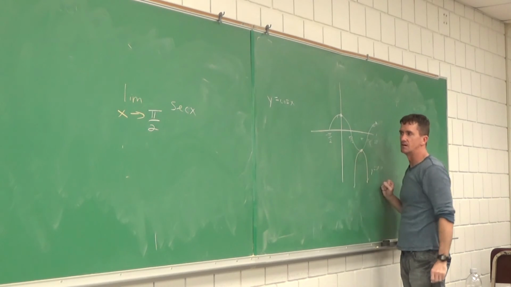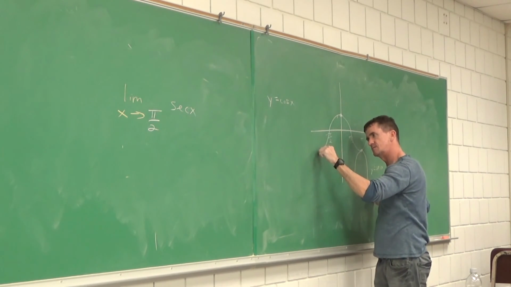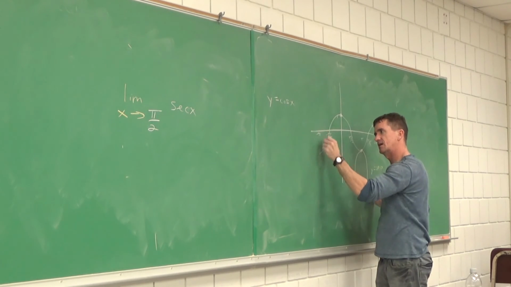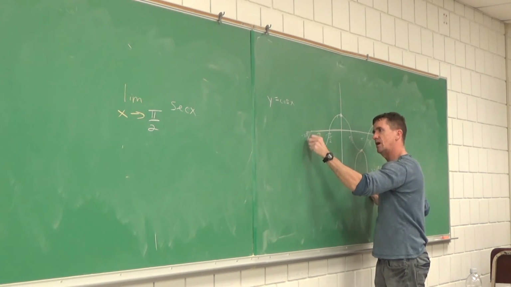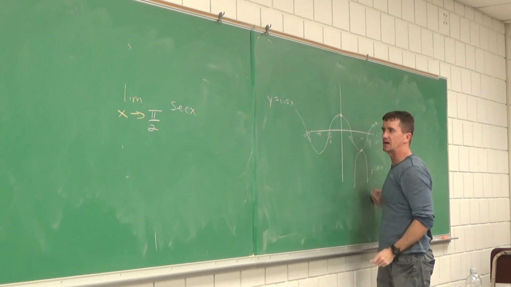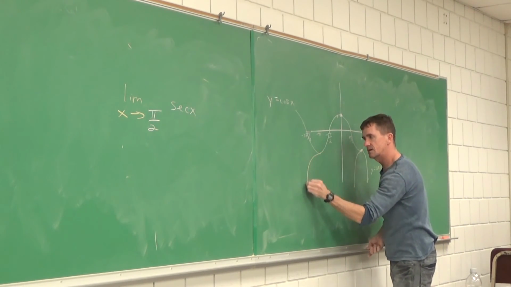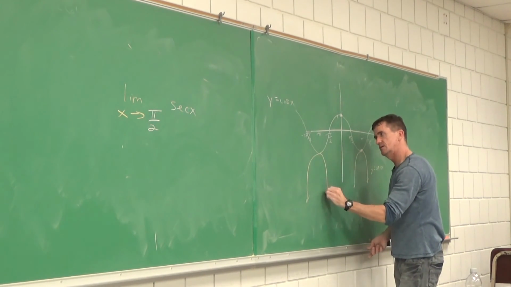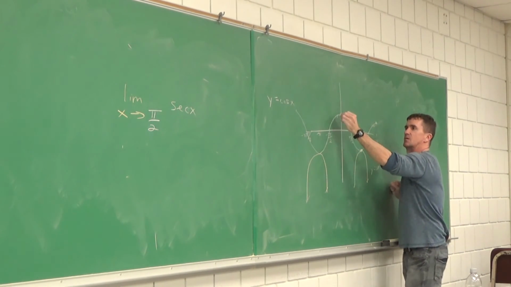Pi over 2. What does it get to down here? Negative pi, negative 3 pi over 2. And where is this function at negative 2 pi? Let's back up. Now, when do you see the other hill? So where are the asymptotes? Oh, I missed this one. What's going on right here?